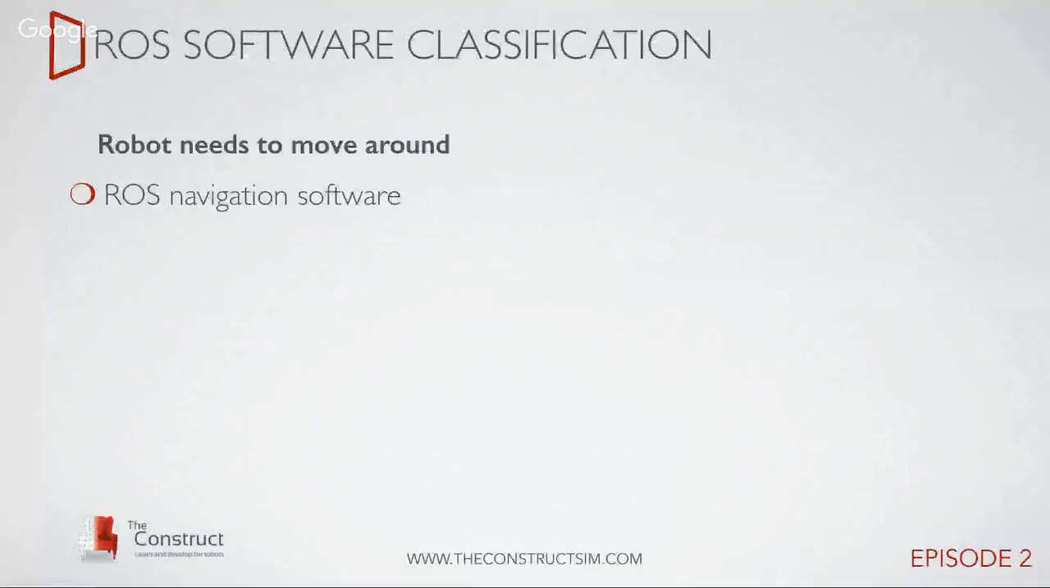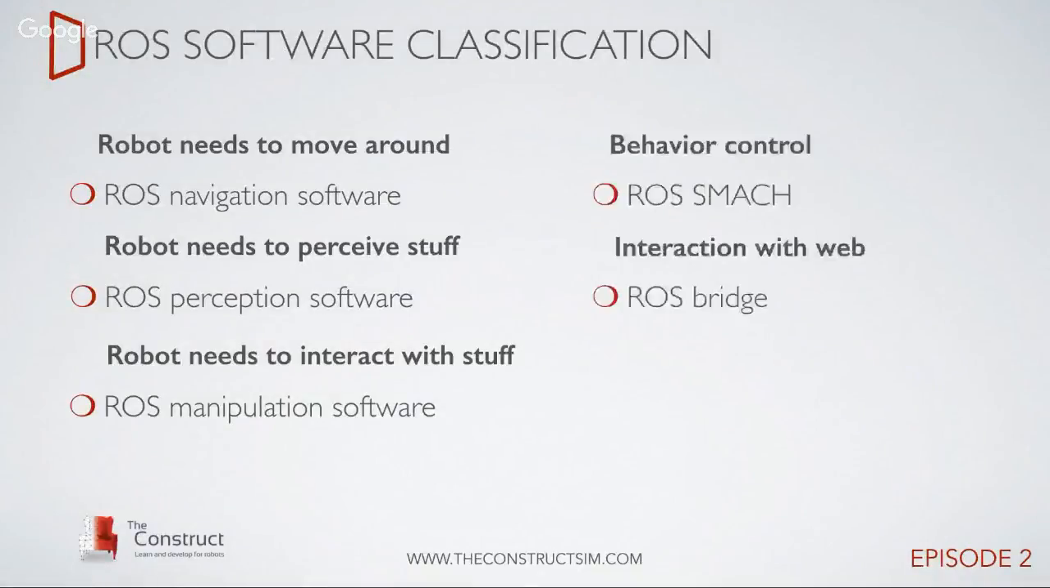In the last slide, I showed you the categorization of the ROS parts. So you have to be sure what your robot needs from all those parts, and then look for the ROS software that provides those parts.